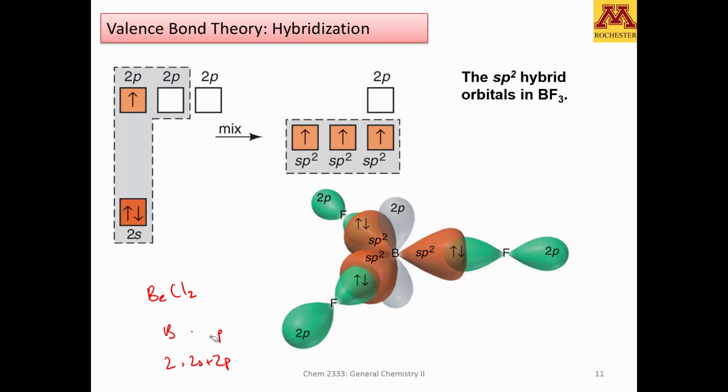Okay, so let's make sure. One hybrid will be something like that, and the other one, sorry for the mess, will be something like that. And what beryllium chloride has, and this is something that valence bond theory can predict, is that it has empty non-hybridized orbitals. These are two 2p's that are empty.